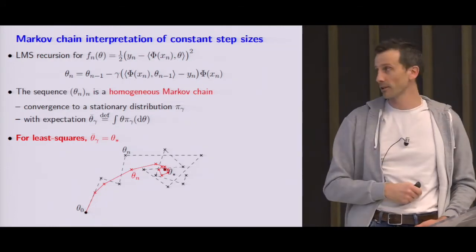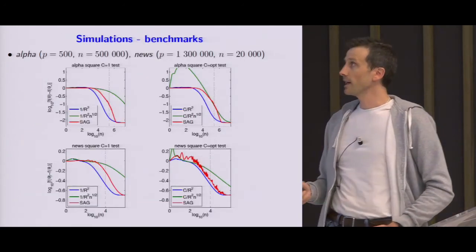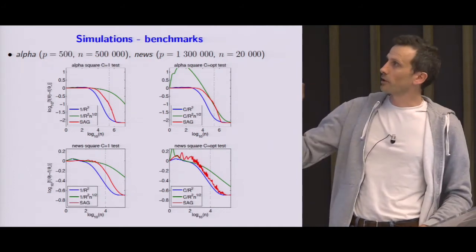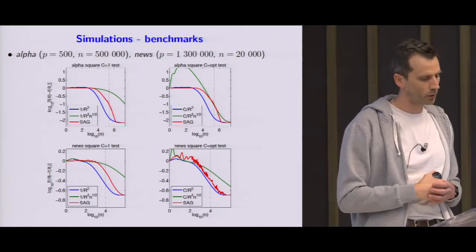And this is why a bigger step size helps. So now, like a bigger data. Let me only focus on the left plot for simplicity. I've considered two classical benchmarks in machine learning, but classical at the time. I think now people go bigger.